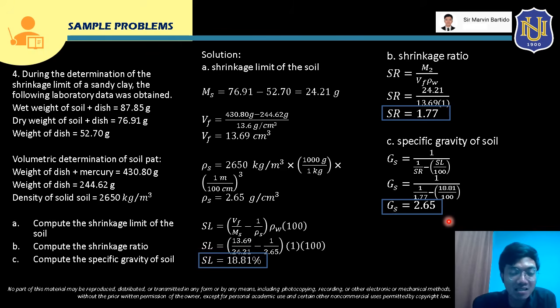Pero actually, class, pwede rin natin gamitin yung binigay na density ng solid soil sa pag-solve ng specific gravity. We know na yung specific gravity equal lang siya sa density ng soil solid over density ng water. Alam natin na yung density ng water, kapag kilogram per meter cube, 1,000 kilogram per meter cube. So, 2,650 over 1,000 lang yan, which is 2.65. Okay, so these are already the answers for this problem.